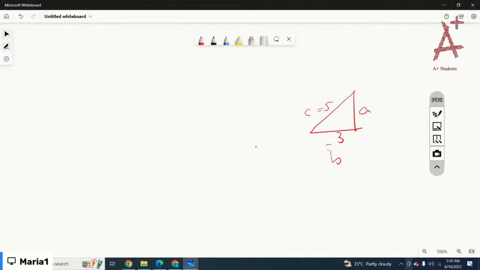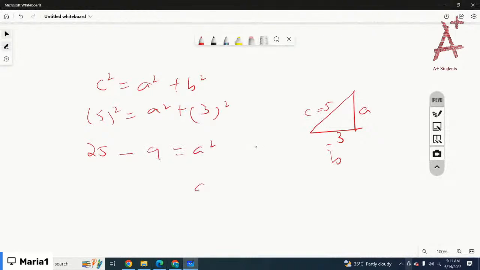So let's just apply the Pythagorean theorem. That would be C square equals A square plus B square. So C is 5, so it would be 5 square equals A square plus 3 square. So it would be 25. Move 3 square to the other side. That would be 9, and that equals A square. So it would be A square equals 16. You have to calculate the value of A. That means the value of A equals 4. Got it?